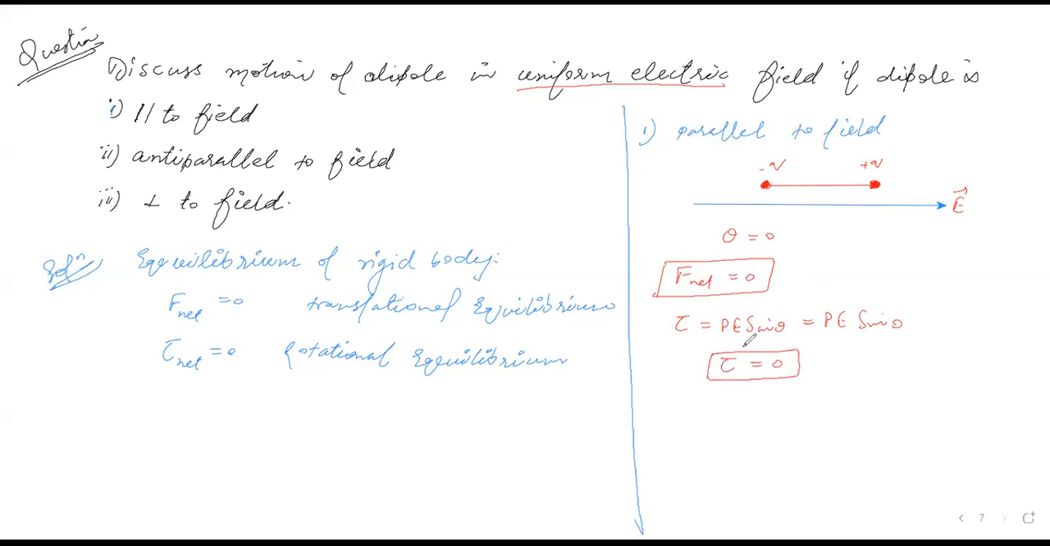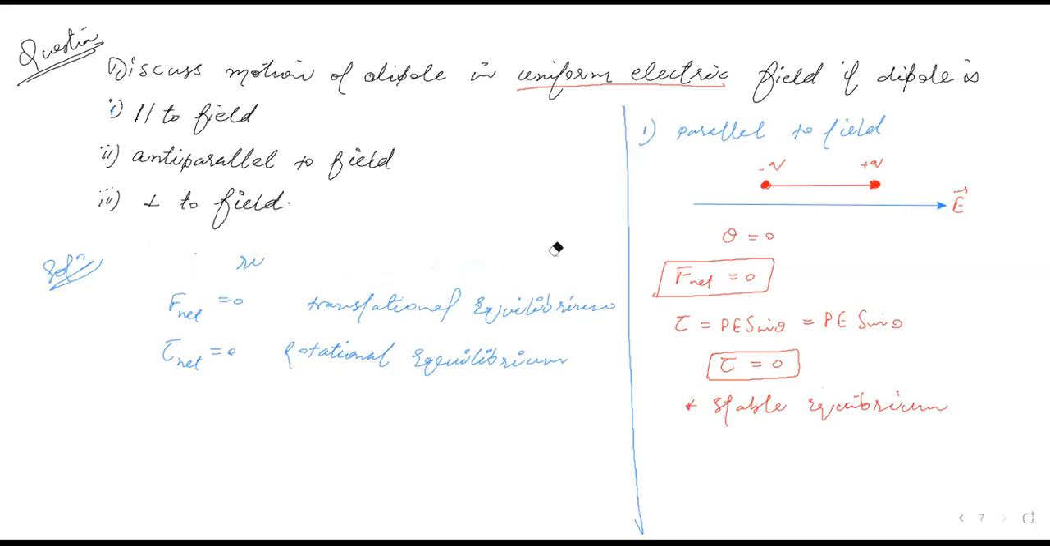Hence, we can say that the net force and the net torque acting upon this dipole, which is placed in the uniform electric field parallel to the field, is in the state of stable equilibrium. Stable. Are you clear or not? Yes, sir. This is your stable equilibrium. Do you understand it? Yes, sir.